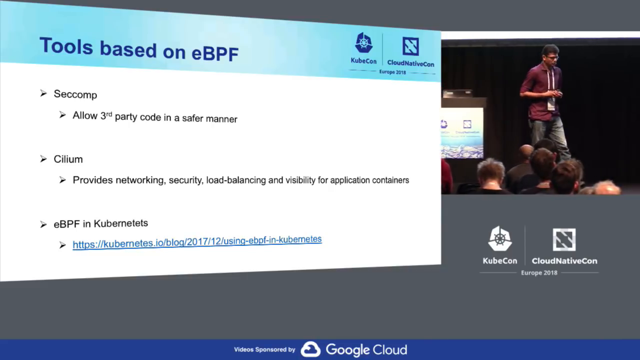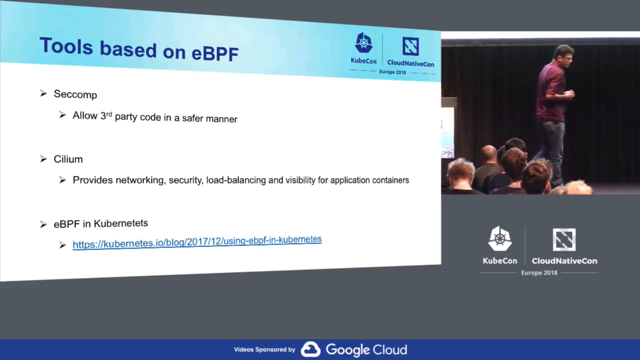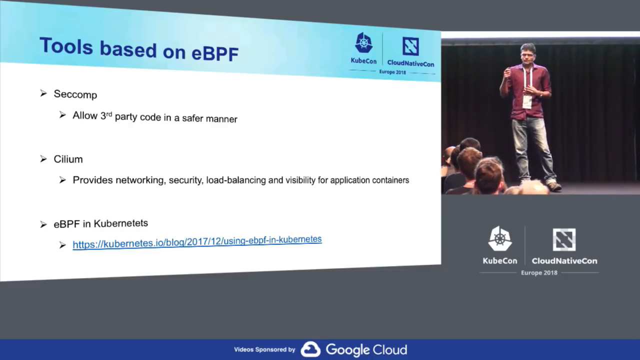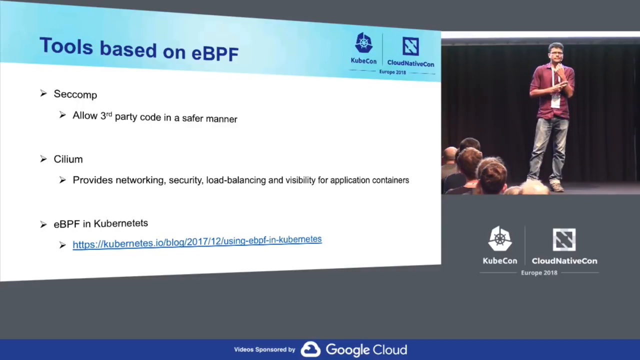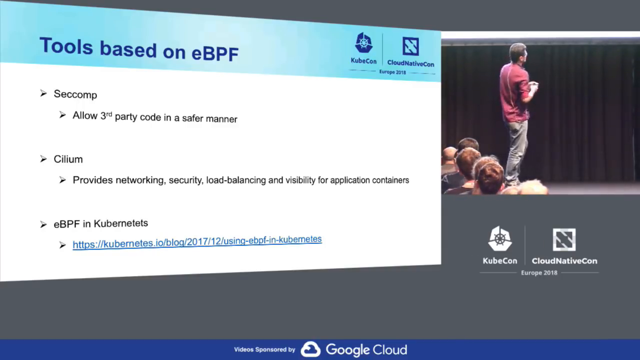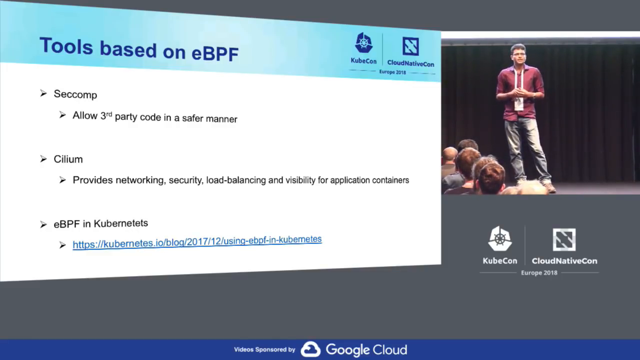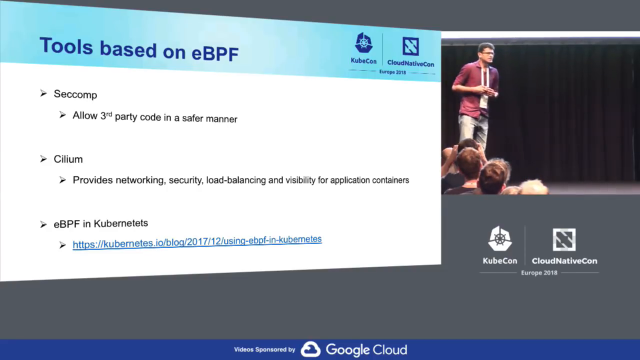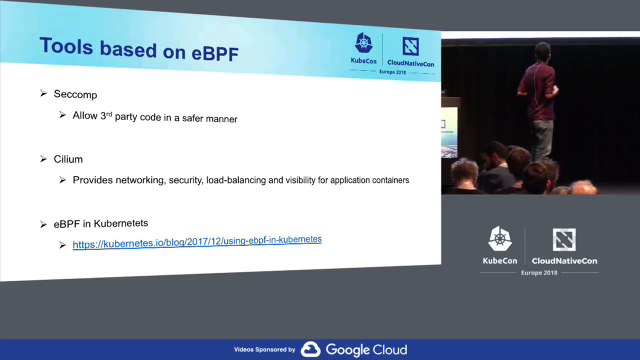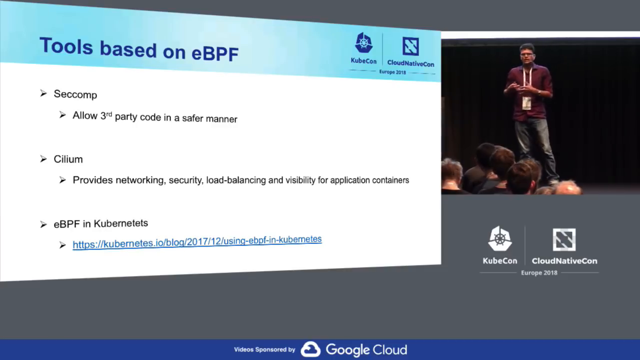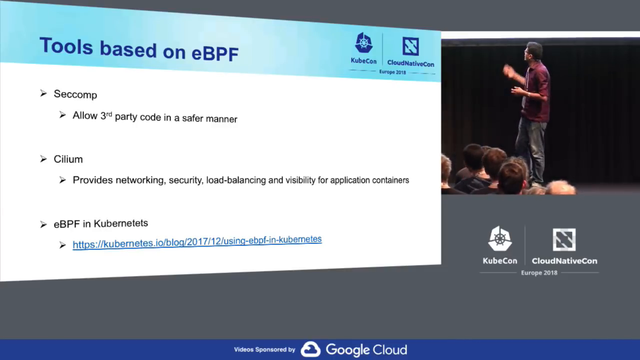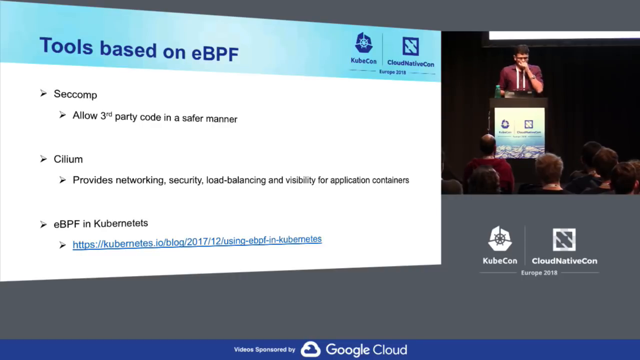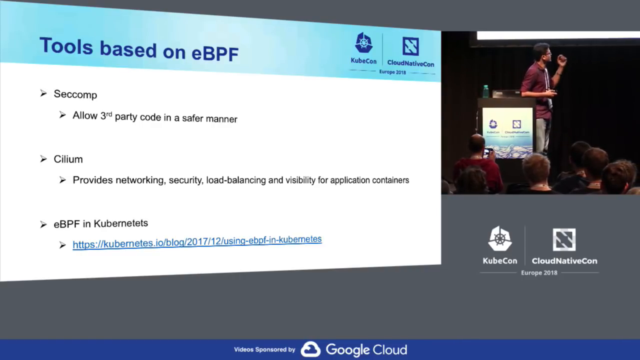Some of the tools that use eBPF are like SecComp, which uses eBPF to sandbox applications. So it helps to run third-party applications in a safer manner by restricting some of the syscalls that the process is allowed to do. Another good example is Cilium, which provides networking solutions, which also provide security and load balancing to application containers. This here is a link to a page on the Kubernetes blog, which talks about different eBPF projects and how they can be used in Kubernetes.